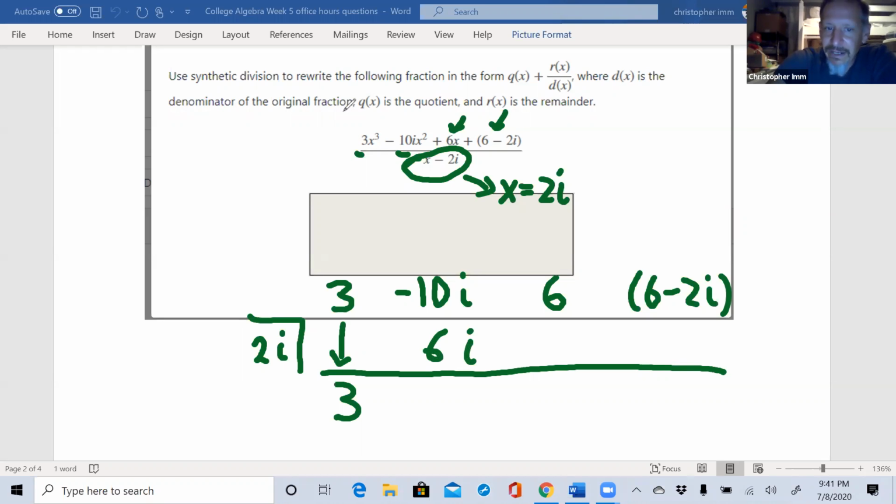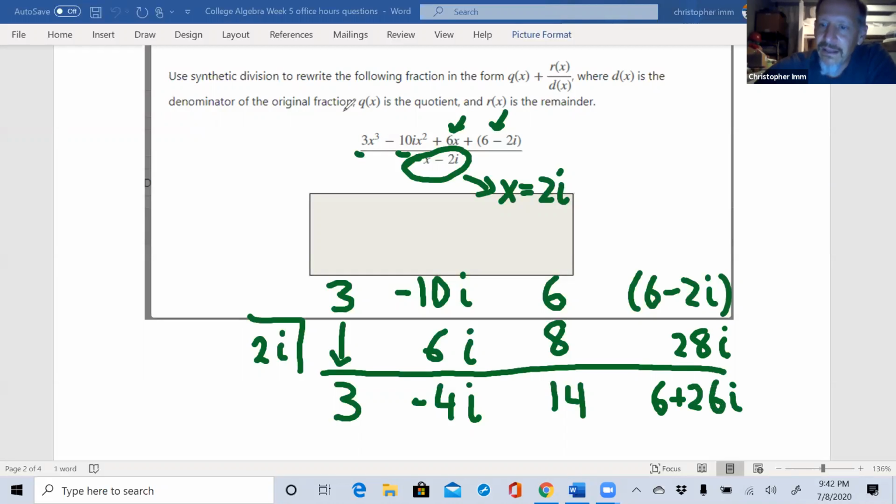So we add negative 10i and 6i, we get negative 4i. I'm going to take this negative 4i times the 2i again. That gives me negative 8i squared, but i squared is negative 1, so negative 8 times negative 1 is 8. I add these two and I get a 14. So 14 times 2i will give me 28i. And when I add these, I get 6 plus 26i. All right, so these are the coefficients that I get.